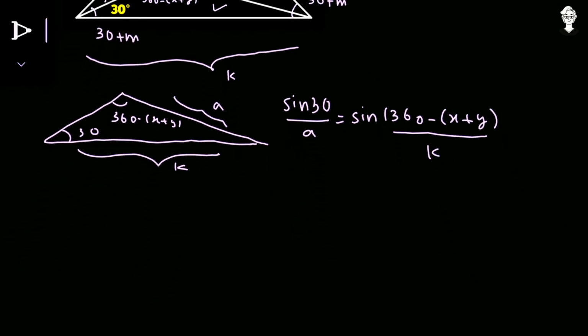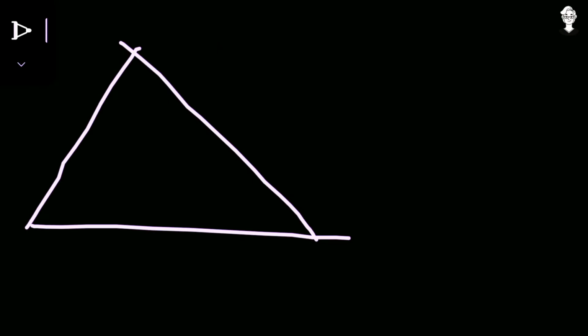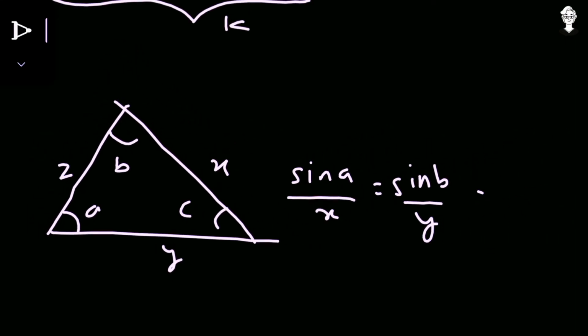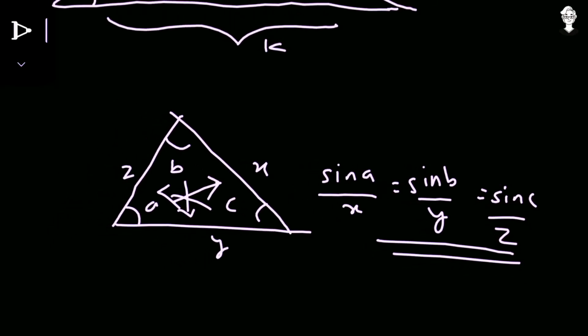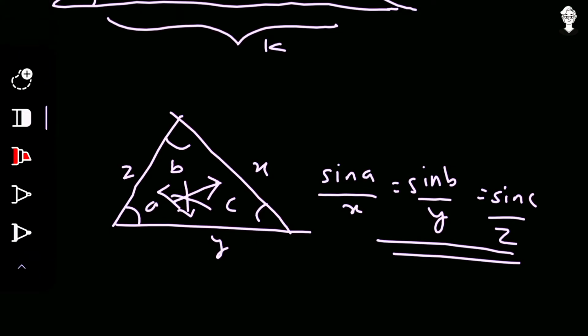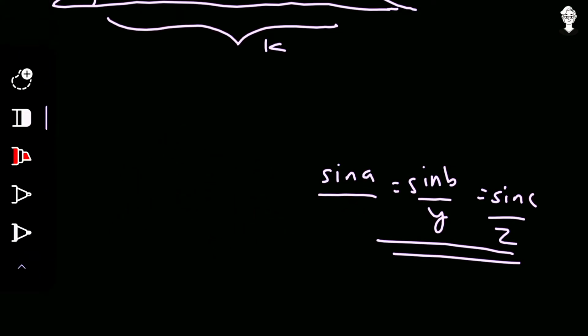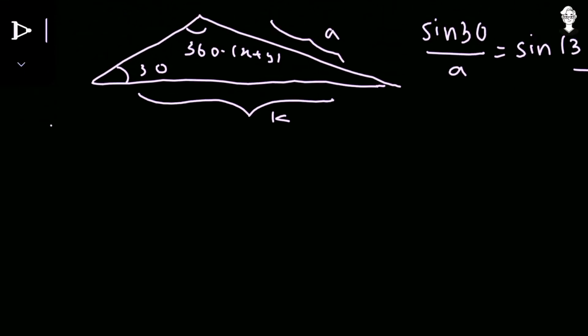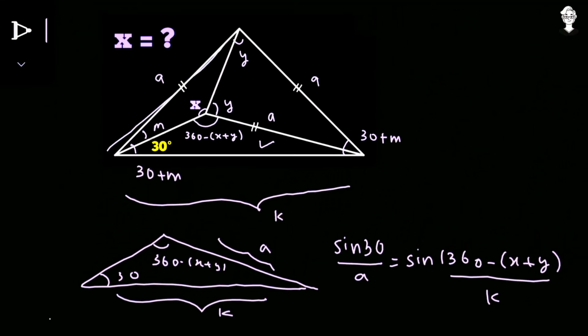The sine rule is very simple: if you have a triangle with angles a, b and c, and the sides are x, y and z, then sine of a upon x equals sine of b upon y, and that equals sine of c upon z. That is, each angle upon its opposite side. So this is the sine rule I applied in the above triangle, and we are going to apply the sine rule again, but not in the same triangle. This time the triangle we are going to take is this complete biggest triangle.